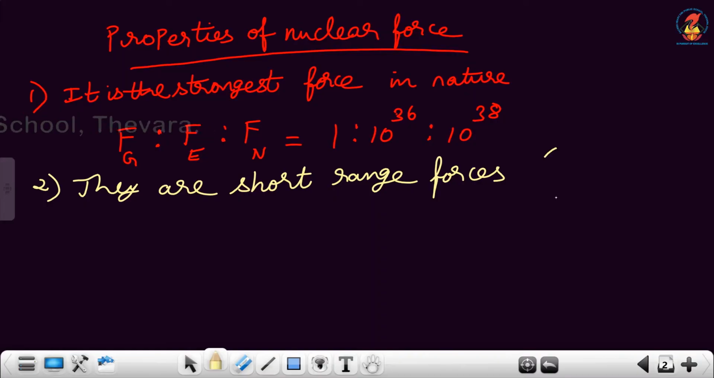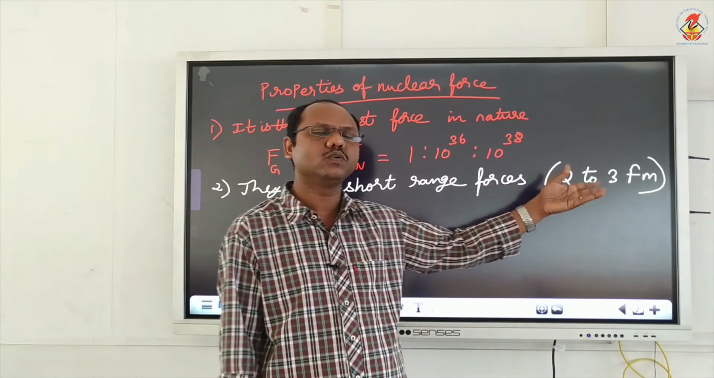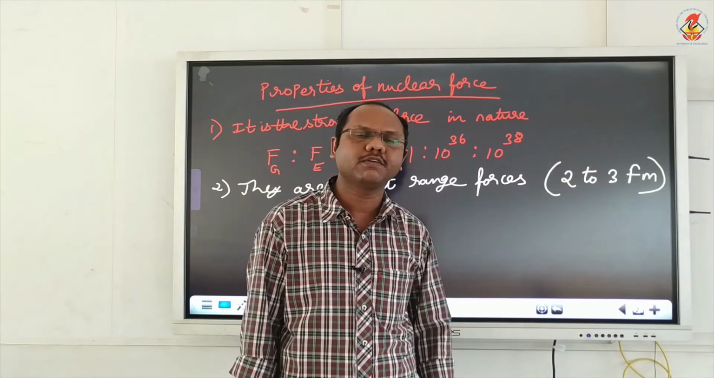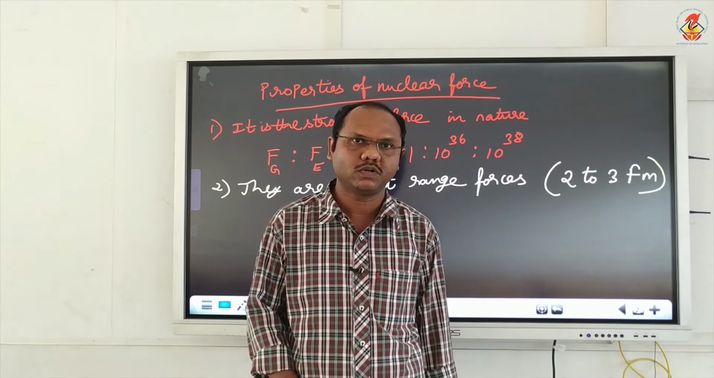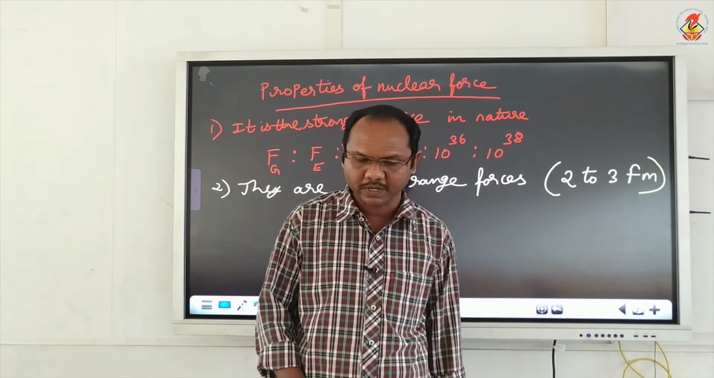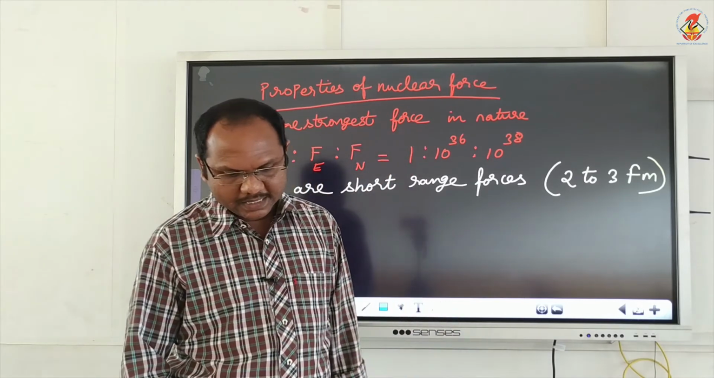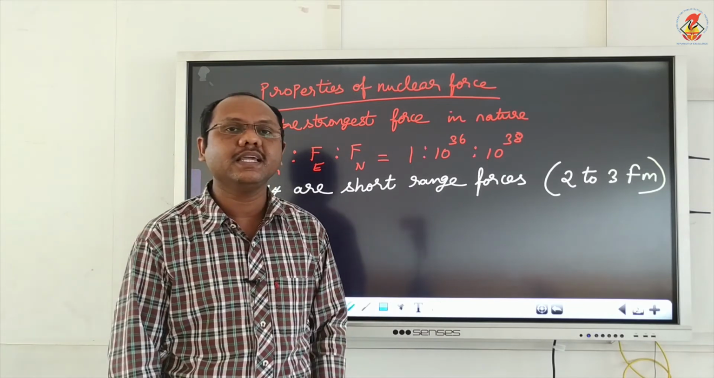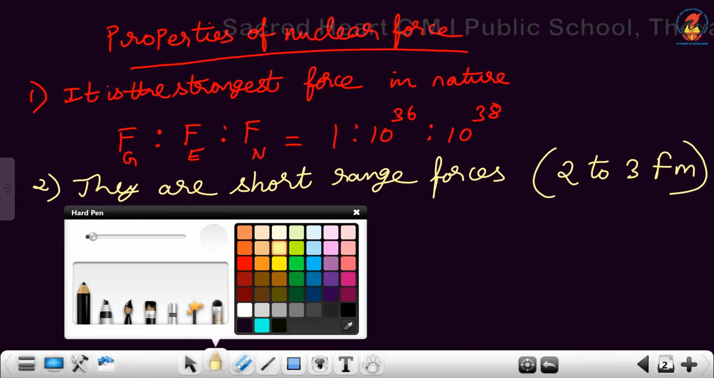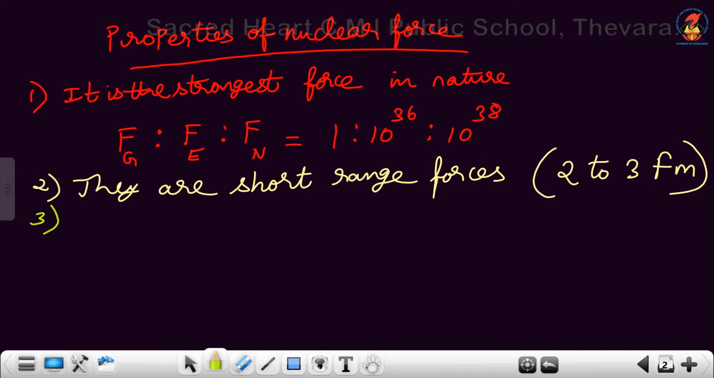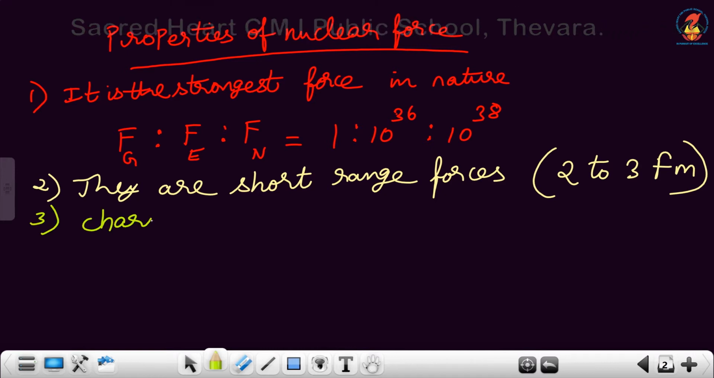That means they act only around 2 to 3 Fermi meters, only till this distance, and after 3 Fermi meters there is no nuclear force at all. Okay, that is the second point. And the third point is they are charge independent in nature.